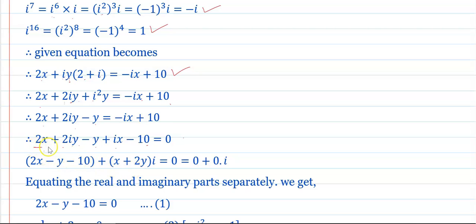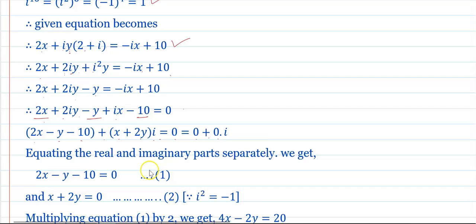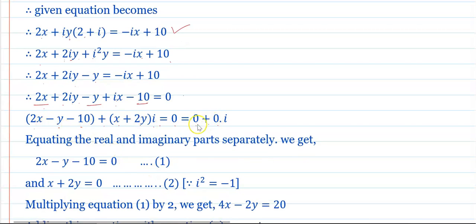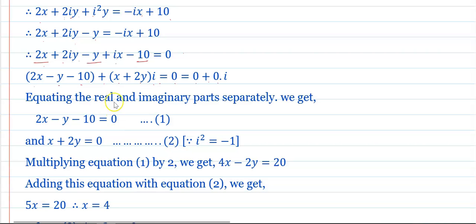Collect the real part: 2x - y - 10, plus the remaining terms: ix + 2iy. Take i as common, then in the bracket you will get (x + 2y) into i is equal to 0, and that is equal to 0 + 0i. Equate the real and imaginary parts. The real part is 0 and the imaginary part is 0. Therefore, 2x - y - 10 = 0. And the next is x + 2y = 0.